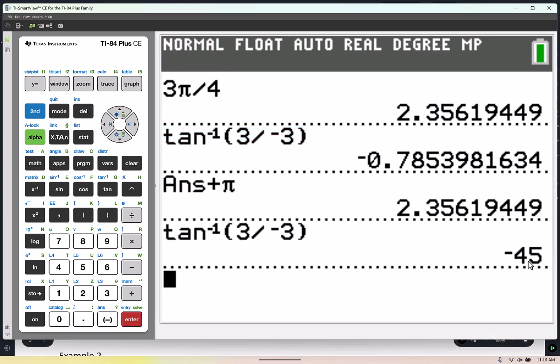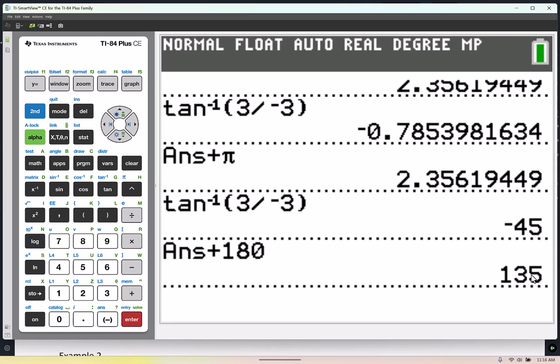Oh, I'm not in quadrant 4, I'm in quadrant 2. Let me add 180 plus 180, and then you get 135. And then, oh, okay, 135 degrees. I know what that is in radians. 135 is 3 pi over 4, and then just write 3 pi over 4 if you're in radian mode. Does that make sense? Okay.